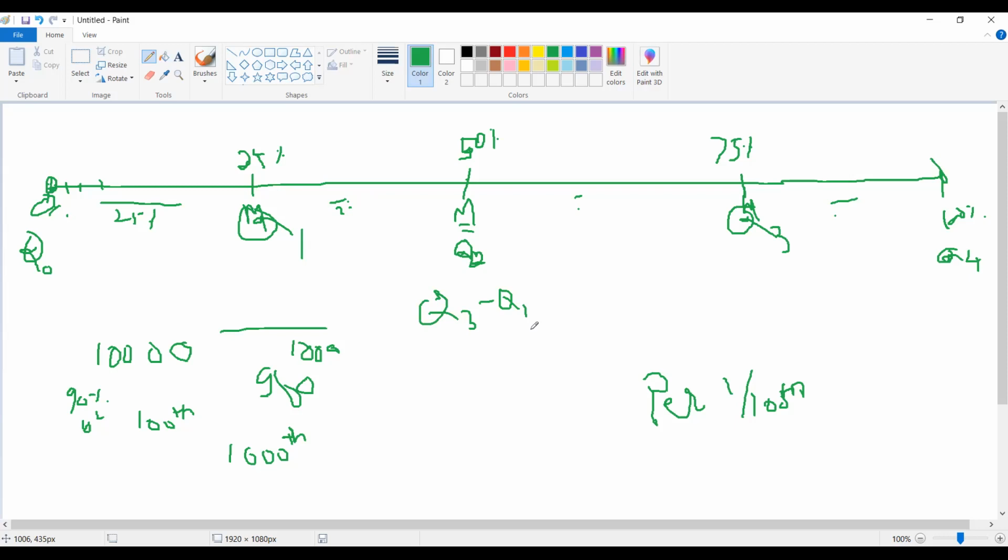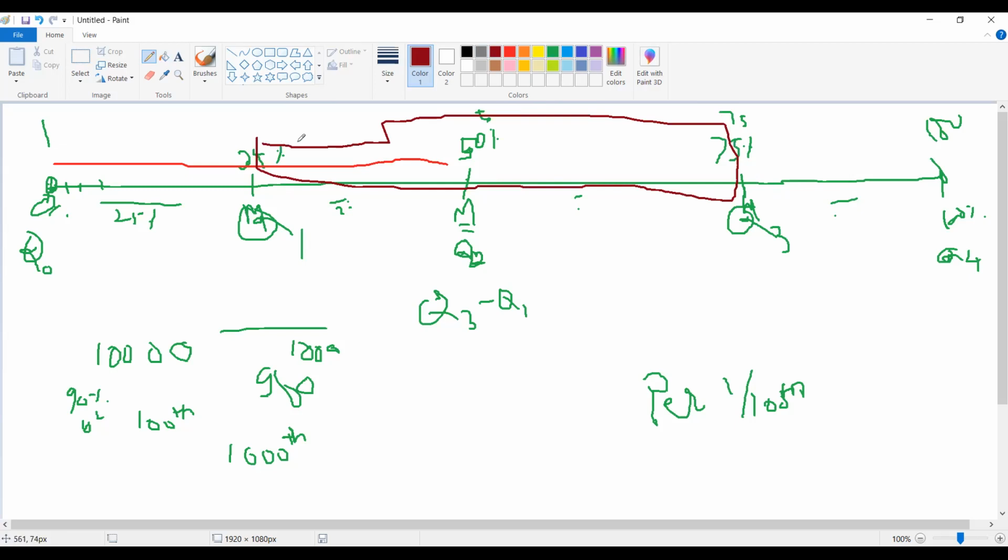No, it's not the median. If the data goes from 1 to 100, your median will be 50, and this is 75. 75 minus 25 means 50% of the data. But median is from here to here. Interquartile range is from here to here. It's 50%, but it's not the same as median. Median is from 0 to mid.